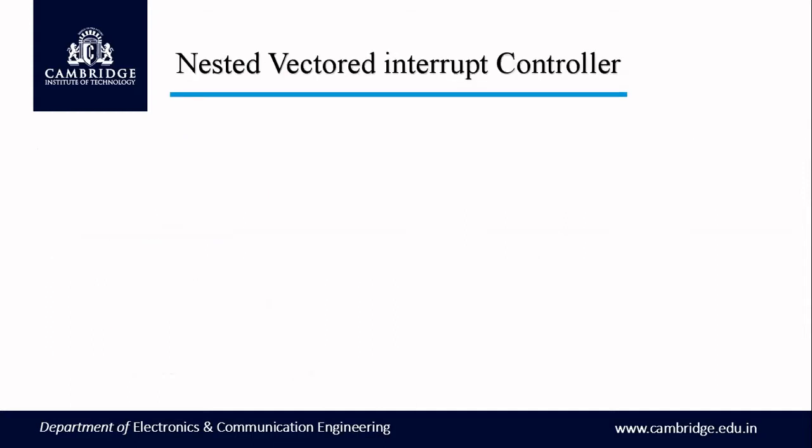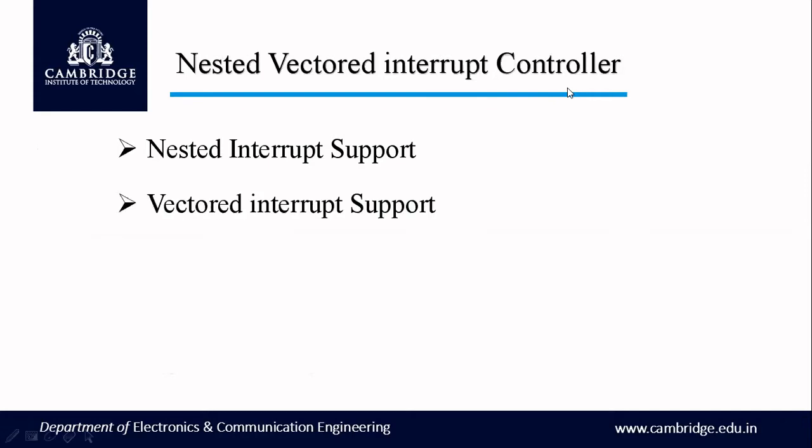The functions of this particular block go like this. It helps in handling nested interrupts, which means whenever an interrupt is being serviced, that is, the ISR of that particular interrupt is being executed, if a high priority interrupt comes in, then the interrupt which is being serviced can be stopped. That is, an interrupt can be interrupted. Having an interrupt within an interrupt is a nested interrupt, and this kind of support is provided and handled by the NVIC block.